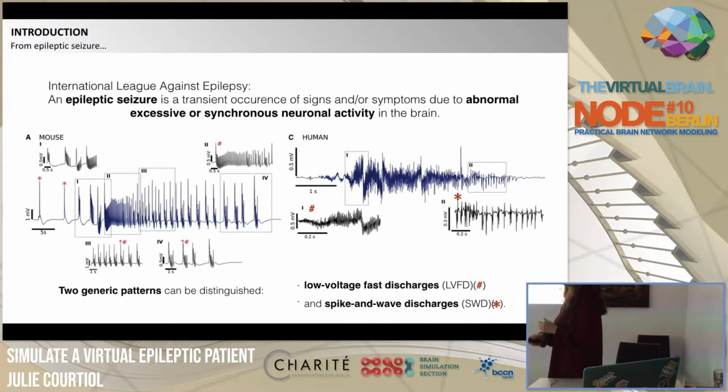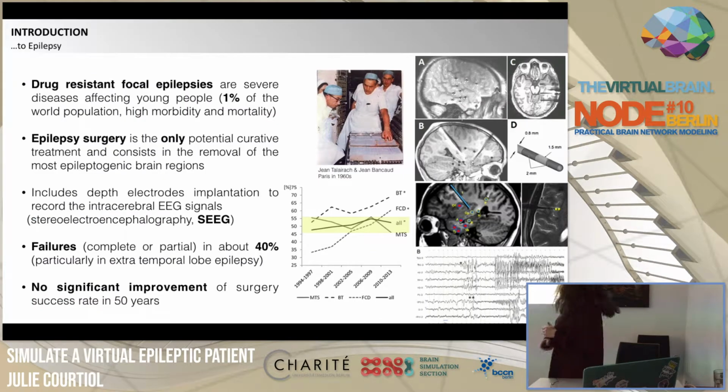So an epileptic seizure is a single event. Epilepsy is the recurrence of these spontaneous or unprovoked epileptic seizures. 1% of the world population has epilepsy. One third of this 1% is resistant to medications, and their only hope for relief is epilepsy surgery.